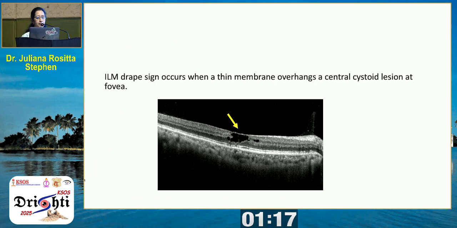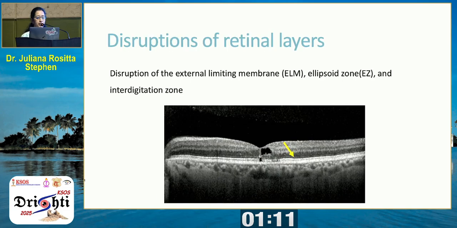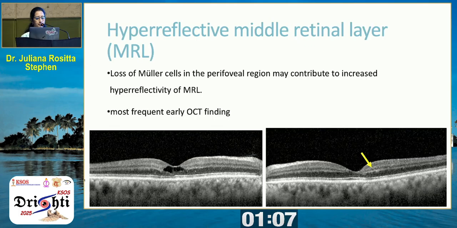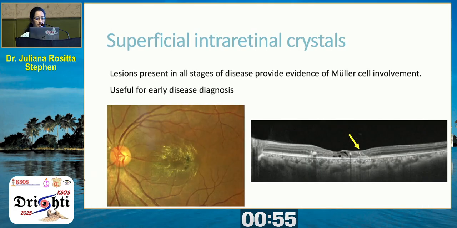The ILM drape sign occurs when a thin membrane overhangs a central cystoid lesion at the fovea. Disruption of the EZ and the ELM may occur. Loss of Muller cells in the perifoveal region may contribute to increased hyperreflectivity of middle retinal layers. It is the most frequent early OCT finding seen in the fellow eye of a MacTel patient. Superficial intraretinal crystals may be present in all stages of the disease.